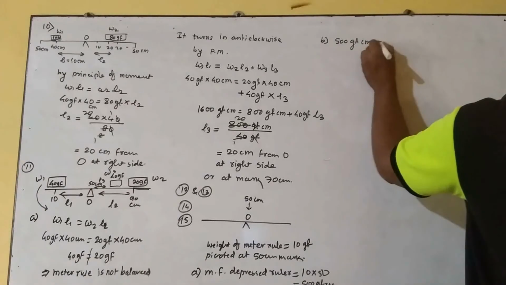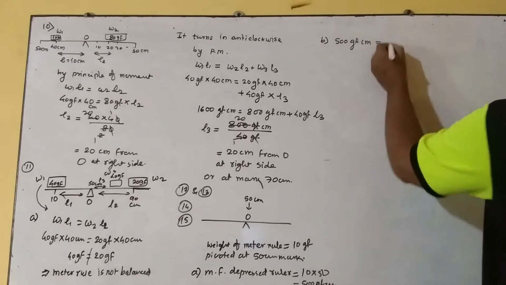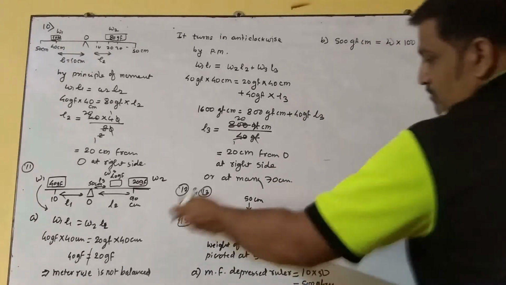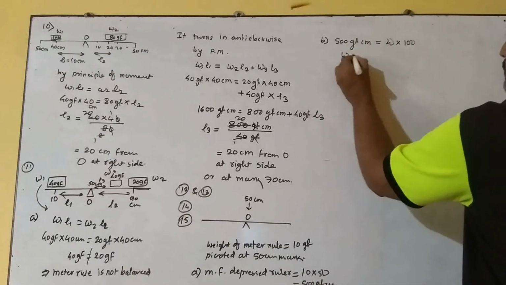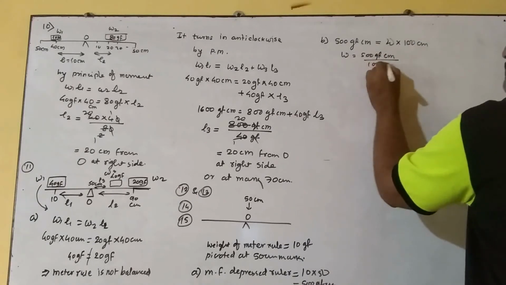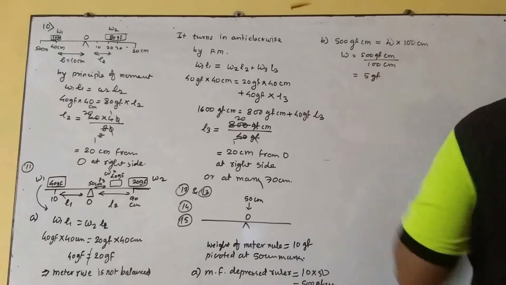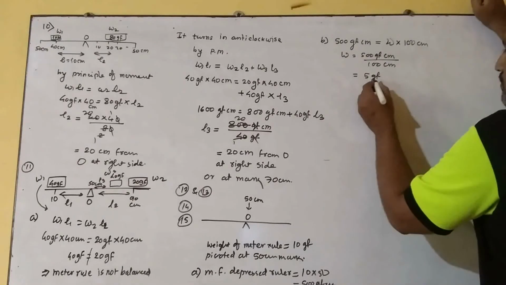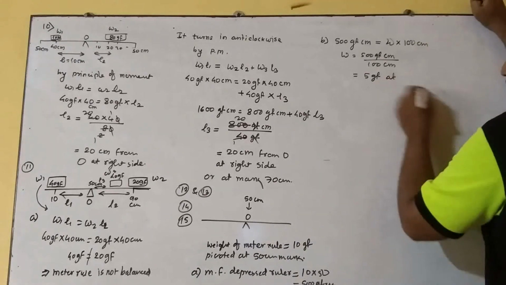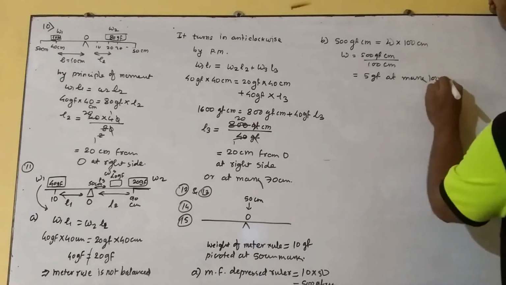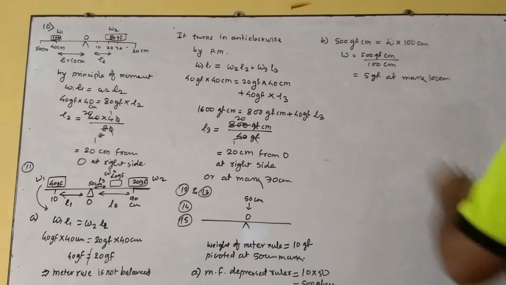तो least force लगा के किस तरीके से हम उसको बैलेंस कर सकते हैं? तो W हमें पुट करना पड़ेगा, and we can take the meter rule which is 100 centimeters. So W is equal to 500 GF cm upon 100 cm, which gives us 5 GF. So weight of 5 G by applying the force of 5 G at mark 100 centimeter.